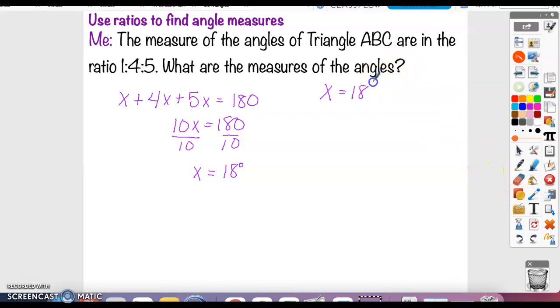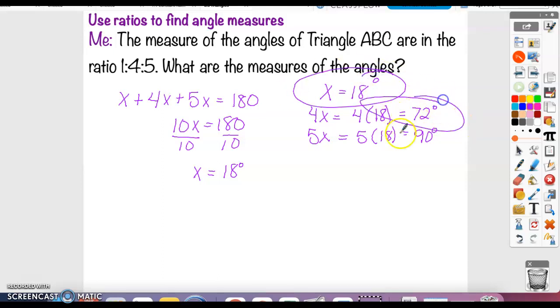But the other side has a ratio of 4 times that amount. So you would take 4 times what you solved for x. So 4 times 18, and that's going to equal, sorry, no, not 60. 4 times 18 is 72 degrees. And then for this third one, it's 5 times x. So you would have 5 times the 18, and that's going to equal 90. And if you were to add all 3 of these up, they add up to 180.